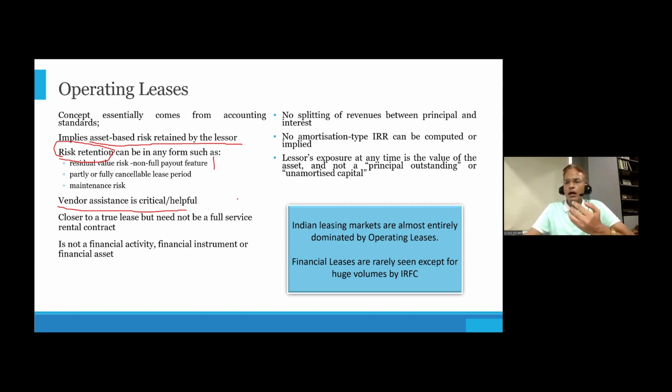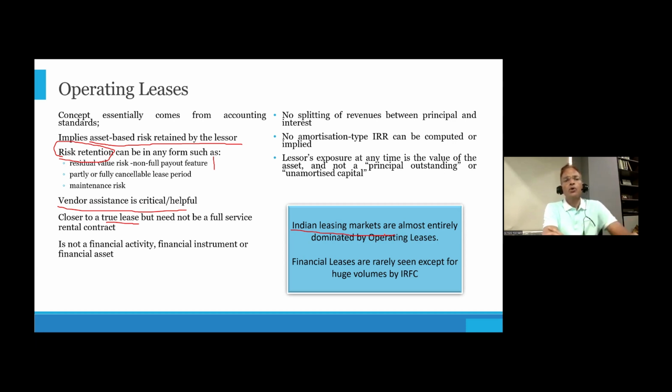An operating lease is close to what is called a true lease. Now, this is a legal issue, and we will discuss it as we discuss legal aspects of leasing later. An important point which we need to first quickly say before we go further is that the Indian leasing market is in striking contrast with global markets. In global markets, financial leases still predominate. The largest volume of leasing the world over would still be financial leasing. Operating lease will probably be a small fraction.